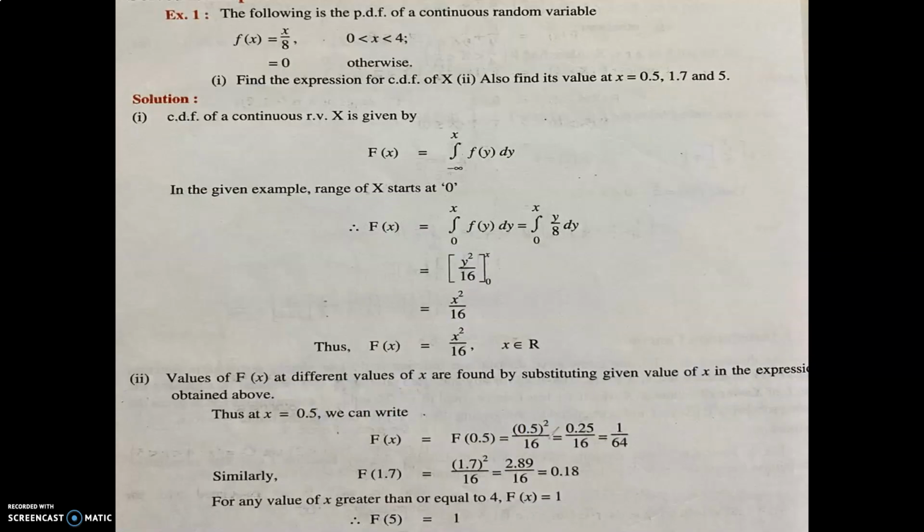Next question is, the following is the PDF of a continuous random variable: f of x is equal to x upon 8, where 0 less than x less than 4, and 0 otherwise. Find the expression for CDF of x. Also find its value at x is equal to 0.5, 1.7 and 5.